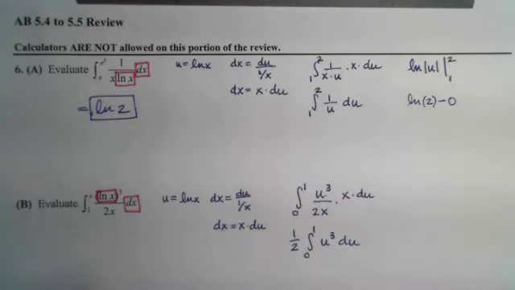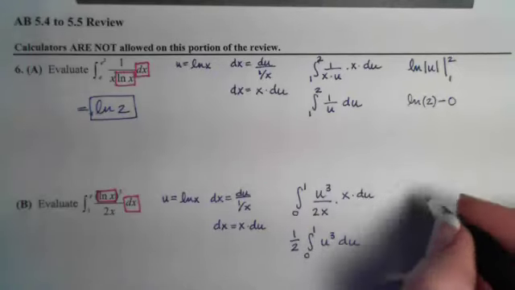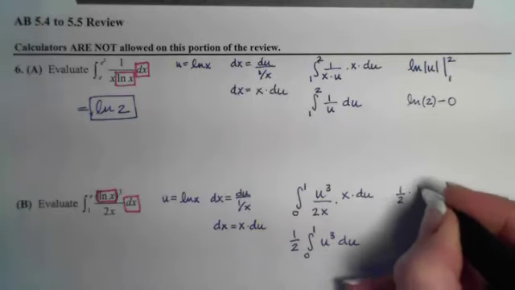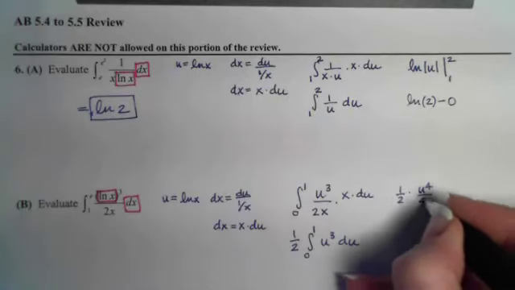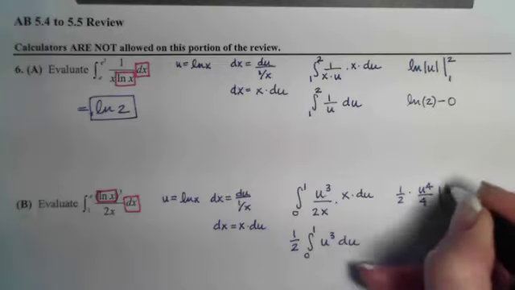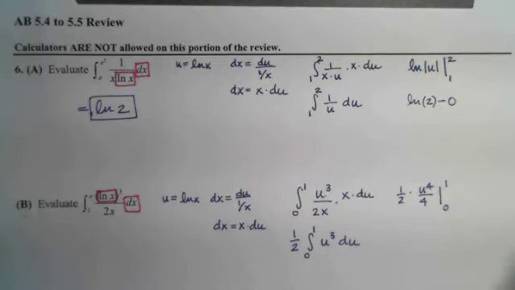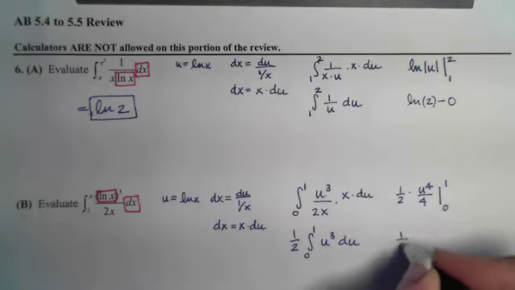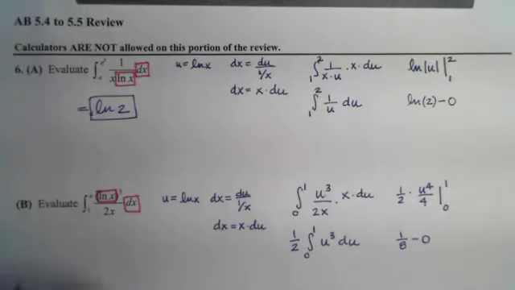Now I'm ready to answer the question posed by this symbol. What did I take the derivative of with respect to u that gave me a u cubed? The answer is a u to the 4th over 4, and I evaluate using the u limits. So I plug in the 1 first, and then I plug in the 0. So I end up with a 1/8.